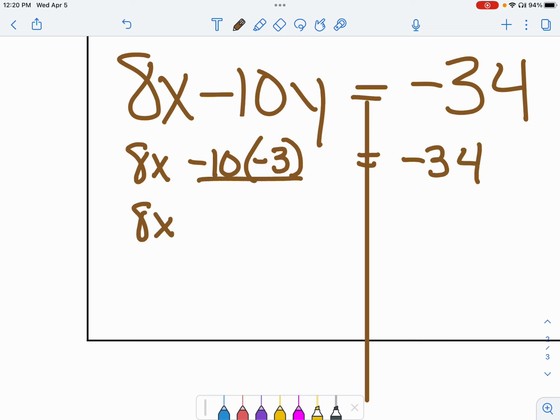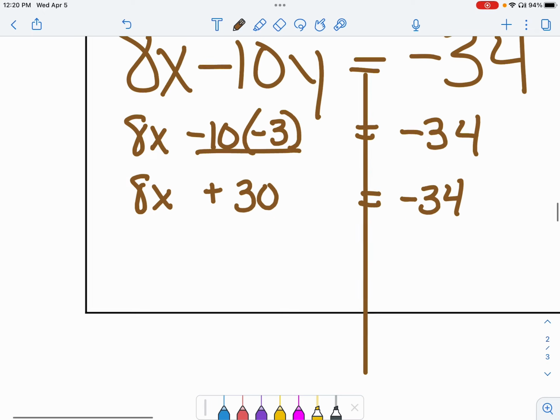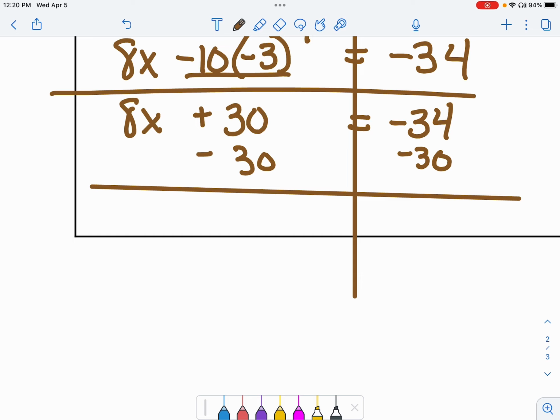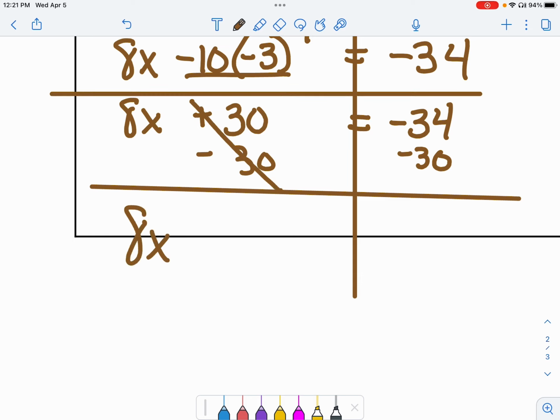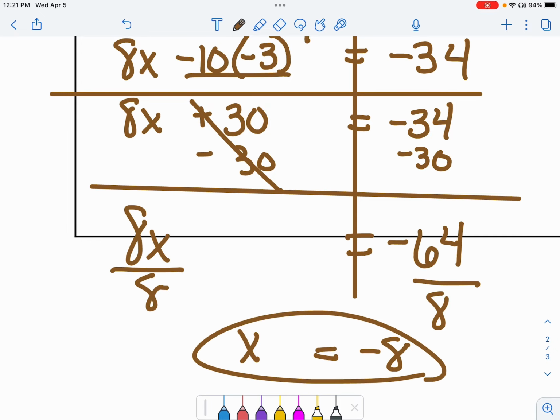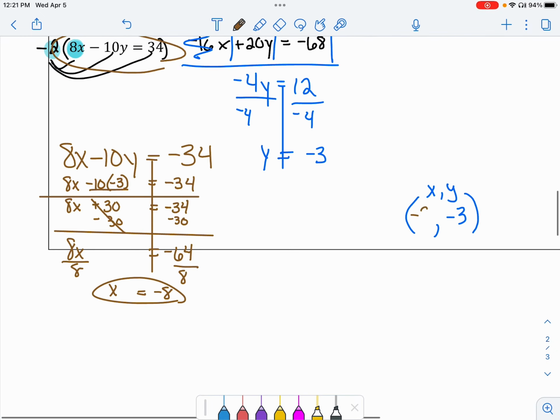8x, these make positive 30 when you multiply. Negative times a negative and 10 times 3. Subtract 30. There, just to show you the steps that we're doing. Clean them up a little bit. 8x cancels equals negative 64 divided by 8. X equals negative 8 when you divide. So my answer is negative 8 for X and negative 3 for Y.